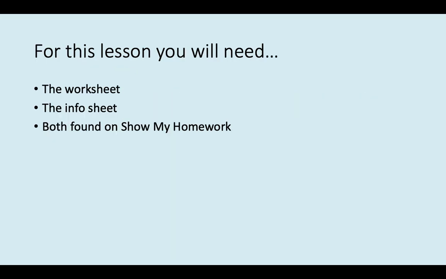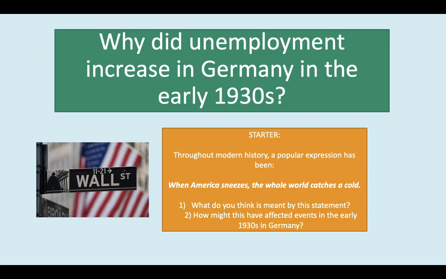A couple of things you're going to need for the lesson today. You'll need the worksheet that I've put together for you and also the information sheet. They're both found on Show My Homework. The lesson today is going to be on why did unemployment increase in Germany in the early 1930s.